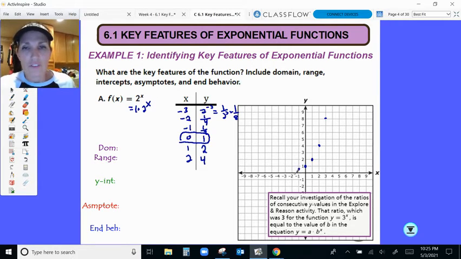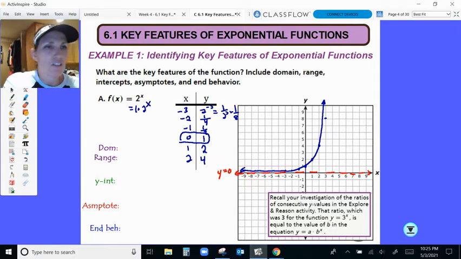And then I would have -2, we have 1/4, and it just gets smaller and smaller and smaller. So again, you can recognize that I'm going to keep my asymptote right here on the x-axis, at y equals 0. Okay, that's my asymptote. And the shape of my graph is going to be growing from the bottom up here, and it's going to shoot up.